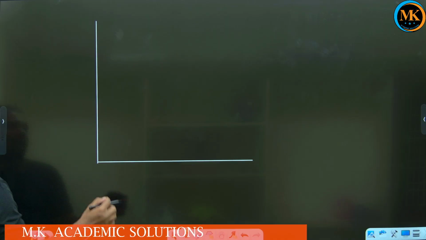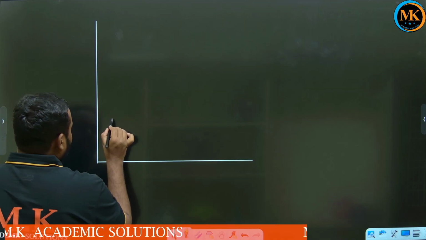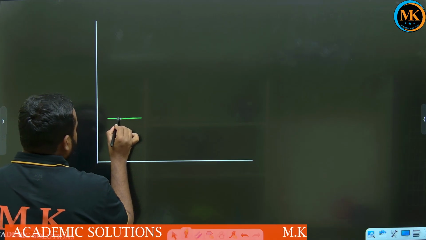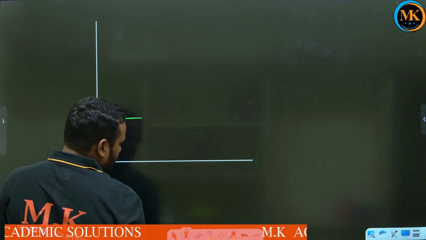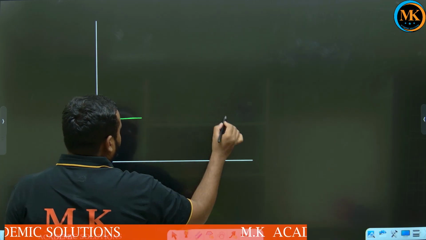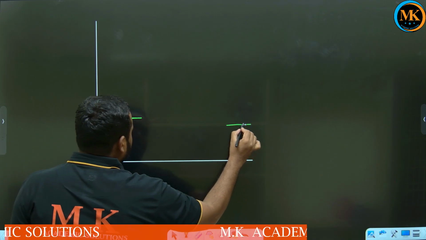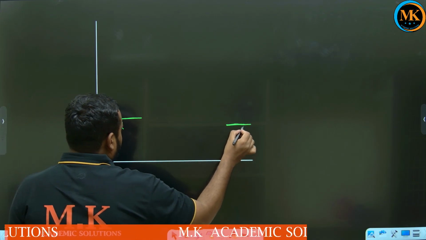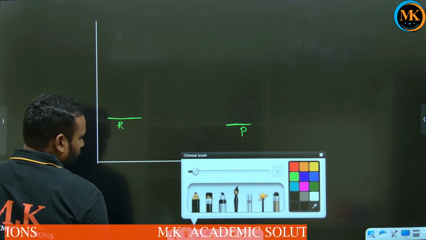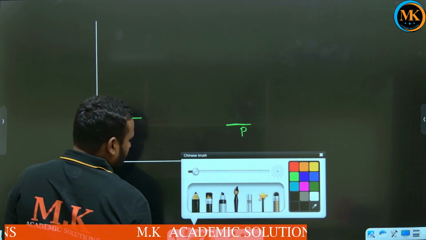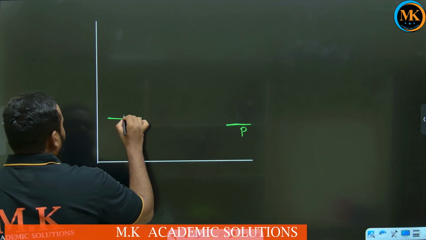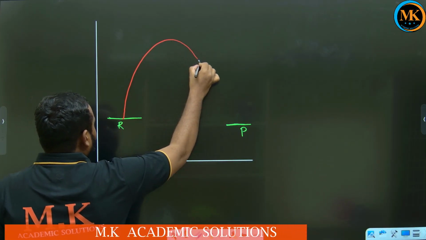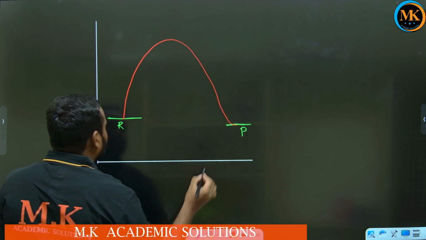Now consider the reaction. R is the reactant, and that reactant is converting into a product P. So this is the R and this is the product P. Now consider a reaction that is occurring without a catalyst.